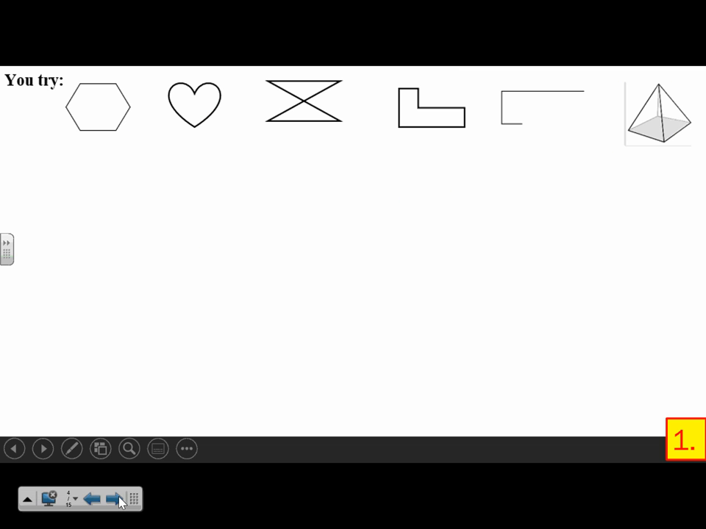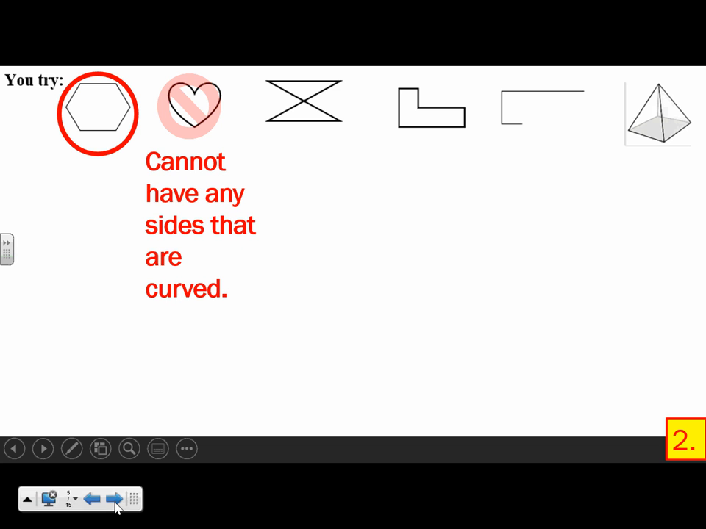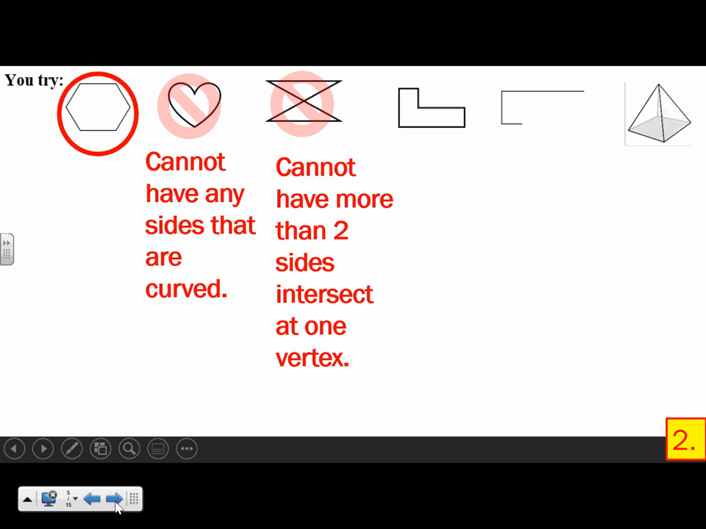Go ahead and pause this and do these on your own quick, then hit play to see your answers. This first one is a polygon. The next one's not a polygon because it's got curved sides. The next one's not a polygon. It can't have more than two sides that intersect at one vertex. And again, the way I would describe that is the sides can't intersect. I know that's not the best of definitions, but that's the way I would still describe it.